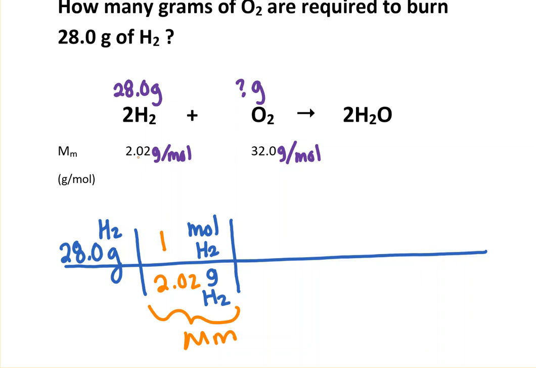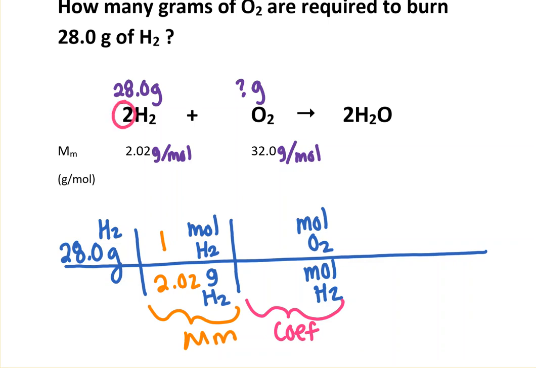And remember that the 2.02 stays with the grams. With a molar mass, there's always a 1 with the moles, so I make sure I get them with the right ones. Now, next step, I'm going to put moles of hydrogen down here because I want it to cancel. And I'm trying to get to oxygen. Once I get to moles, I can switch compounds. And I do that using coefficients. Coefficients are those numbers in front. So for the hydrogen, the coefficient is 2, and for the oxygen, the coefficient is understood to be a 1. So I'll put a 1 there and a 2 there.